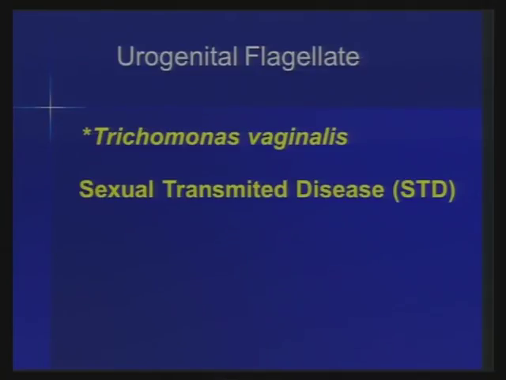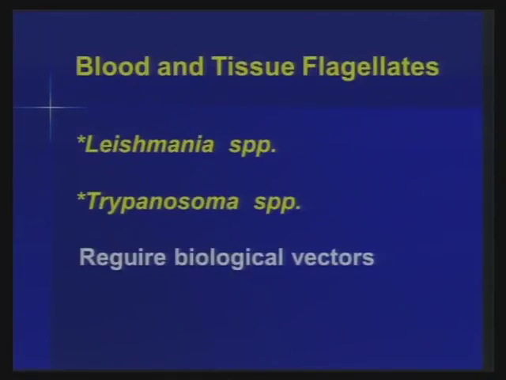For urogenital flagellates, we're going to cover only one. It's Trichomonas vaginalis. This is the sexually transmitted disease caused by Trichomonas vaginalis. When you hear or look at the name, you know where it is already, because its habitat is the vagina. So we call it Trichomonas vaginalis. Very easy and simple.